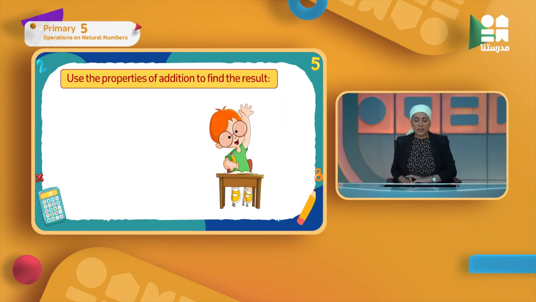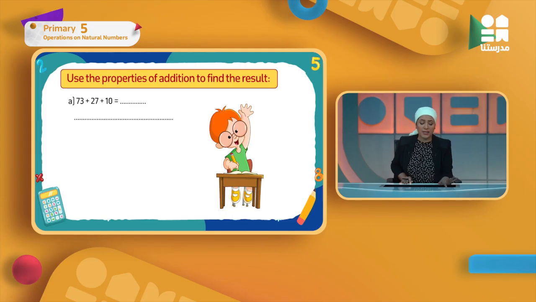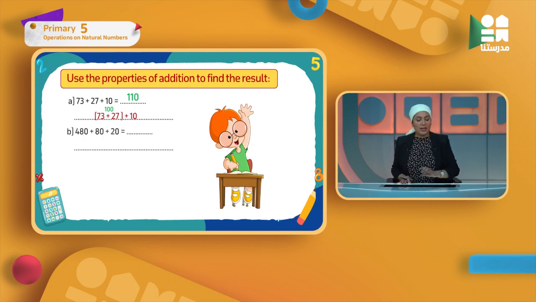We will use the properties of addition to find the result of the following. 73 plus 27 plus 10. Simply, I can use the associative property here because if you look closer, we find that mentally 73 plus 27 together will give me 100. Okay? 100 plus 10 is 110. So the properties I have helped me find the answer fast. So let's try another one.